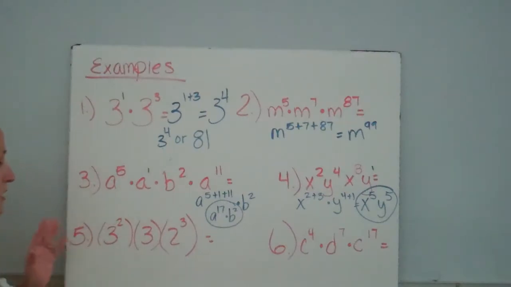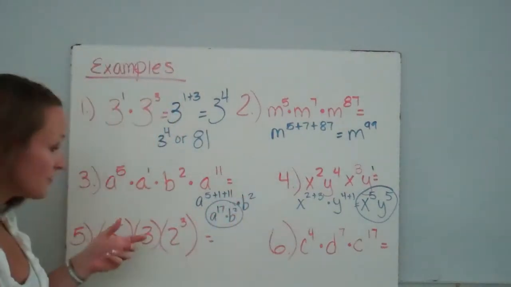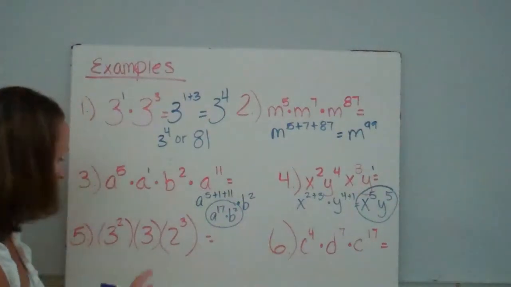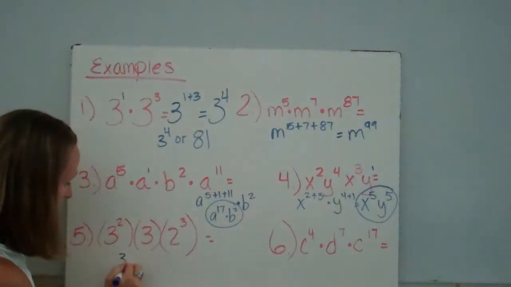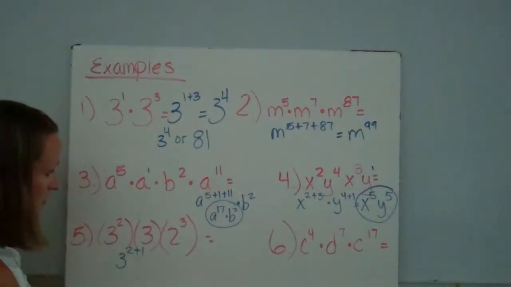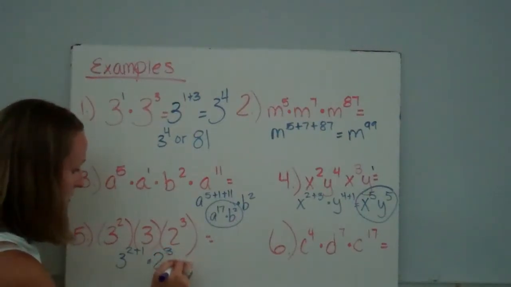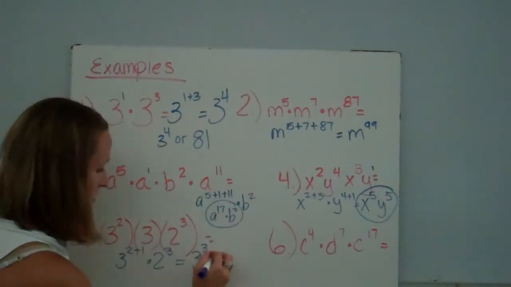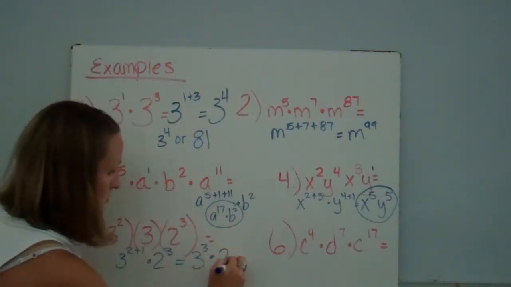Okay, let's look at a couple more. In this one, I didn't use the dots for multiplication. I used parentheses, but in this case, parentheses just means multiply. So I have 3 squared, 3 to the 1, times, different base, 2 to the 3rd. So I get an answer of 3 cubed times 2 cubed.